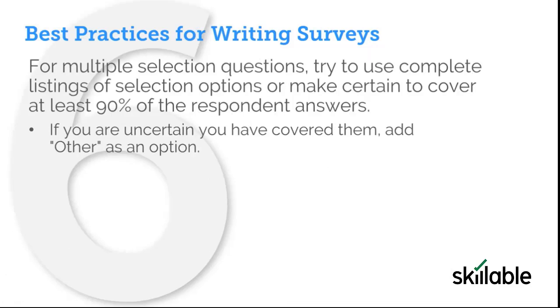Number 6, for multiple selection questions, try to use complete listings of selection options or make certain to cover at least 90% of what the respondent answers would be. So when you're giving answers for your questions, try to cover all your bases that they might want to respond. For instance, if I ask if the temperature in the classroom was comfortable, I might ask if it was too hot, a little warm, just right, cool, or very cold. And that pretty much covers your options there for them.